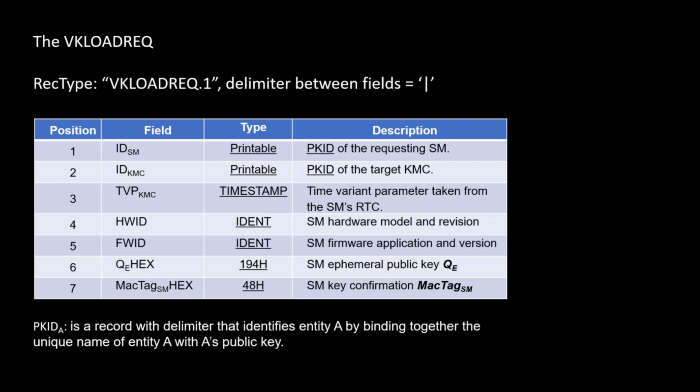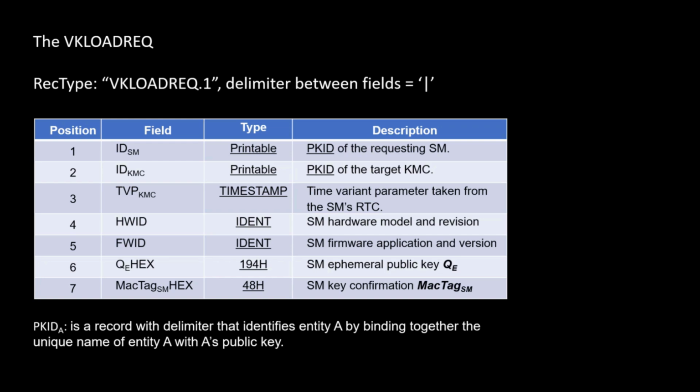The VK load request is of record type VK load request .1, with the delimiter field, a delimiter between fields, which is a vertical bar. In position 1, you have the IDSM, which is a printable type, and in position 2, you have the ID of the KMC, also a printable type. In position 3, you have a time variable parameter, TVP KMC, which is a timestamp type, and it's a time varying parameter taken from the secure module's real-time clock.